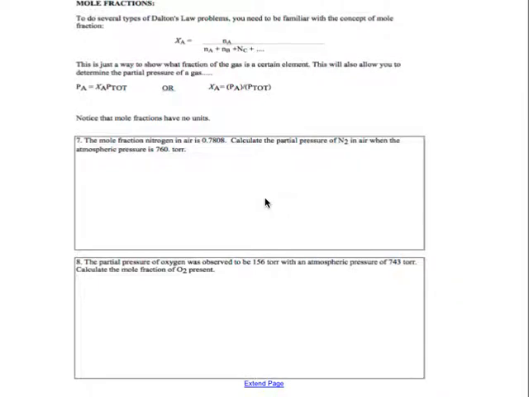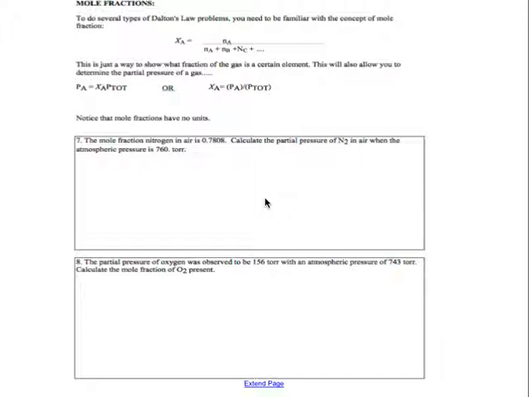Okay, so continuing on with gas laws, we're going to introduce the concept of the mole fraction, and that's kind of a takeoff from Dalton's law yesterday, and then we're going to move on to the ideal gas law. So I need you to have out your calculators and be ready. Mole fraction is a really easy idea, and again, it goes hand in hand with Dalton's law.